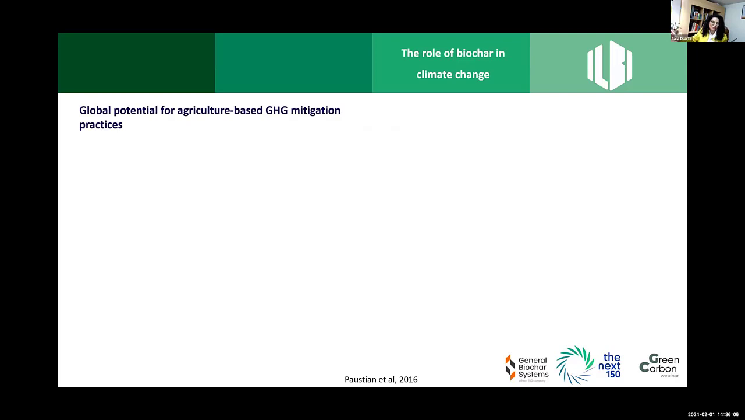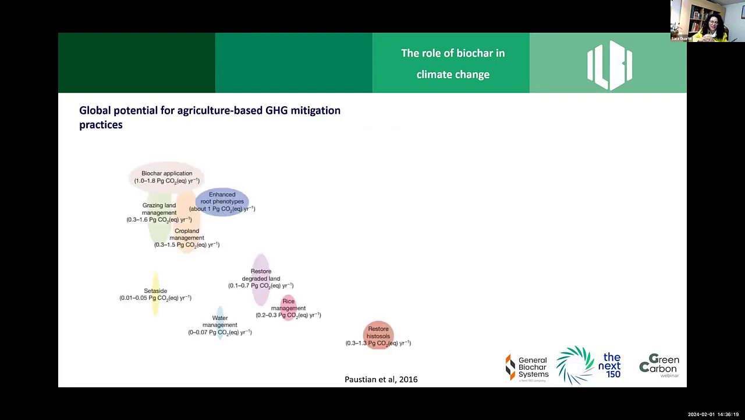And biochar goes beyond agriculture. Biochar is also a tool for climate change mitigation. And this is a comparison that was made by Paustian and other researchers, comparing biochar application with other methods to reduce greenhouse gas emissions. And here we have that biochar is more efficient at reducing greenhouse gas emissions than other practices.